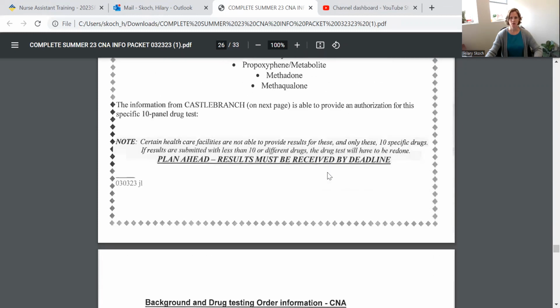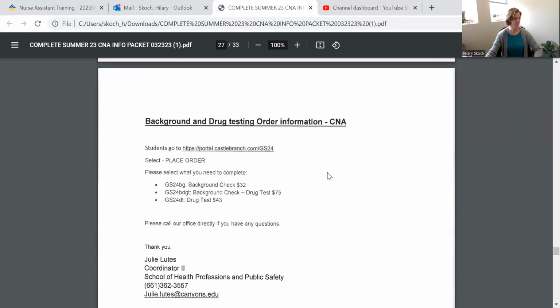For the next page, so I said you could use Castle Branch. You have to use Castle Branch for your background check. You do not have to use Castle Branch for your drug test. So you can either bundle it and get both the background check and the drug test through Castle Branch, or you could just get the background check through Castle Branch and do the drug test with your healthcare provider.